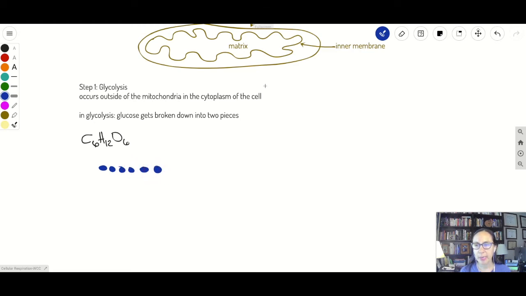Okay, and so let me connect those. And so this is our glucose molecule, for example. And then in glycolysis, what's going to happen is there's going to be a series of 10 steps. Okay, so I'm going to write that here. There's going to be 10 steps. Each step is facilitated by an enzyme.